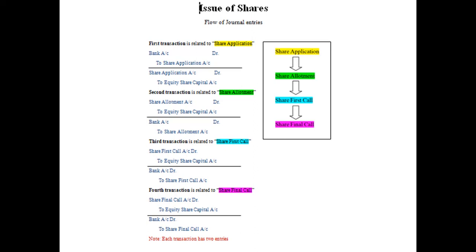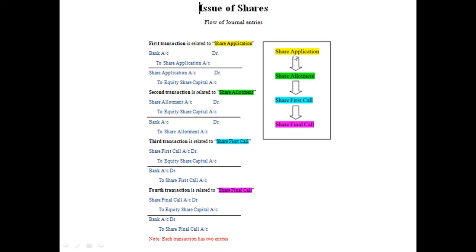Hello guys, in this video we will see the flow of journal entries in case of issue of shares. This is a very short video. I just wanted to tell you that this is your flow chart, and from this flow chart you can see here.